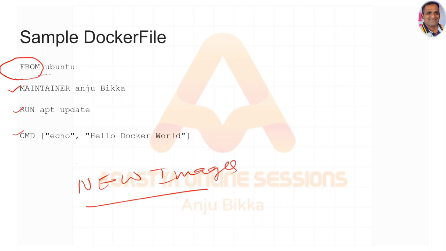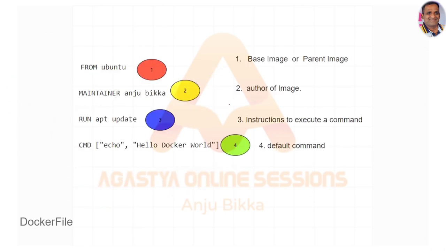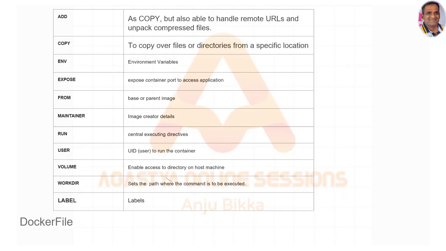So we are starting from this base image, or the parent image. After that, maintainer is the author, and we are executing this command, and this is the default command. So this is the sample Dockerfile. What we discussed: the base as parent image, the author of the image, the instructions to execute, and the default command. This is the sum of the instruction list.